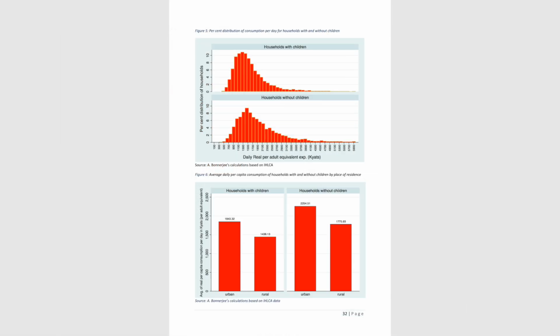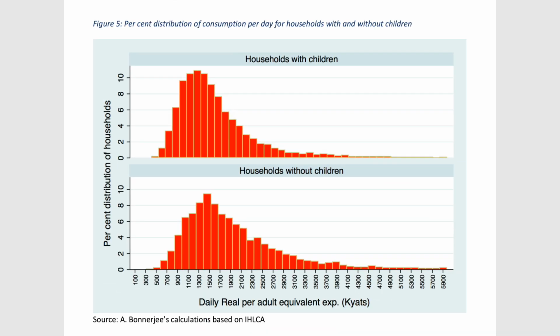If you look further down in the study, the researchers have also measured how much money people spend per day for a household with or without children. Here we see another example of non-normally distributed data.